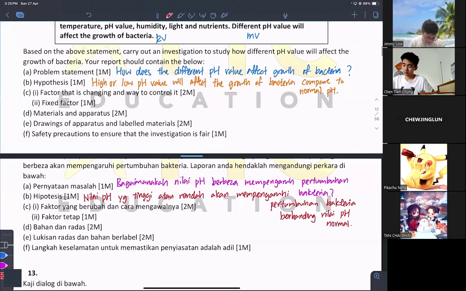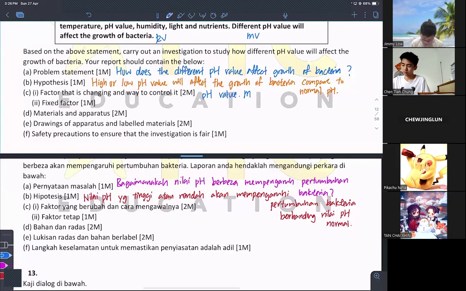So the next one, factor that is changing. You see, factor that is changing, same as manipulated variable. And the way to control it. So you have to give both answers. Don't be like, because 2 marks. Both answers have to be given. So the factor that has to be changed is just pH value. Then how are you going to control it?